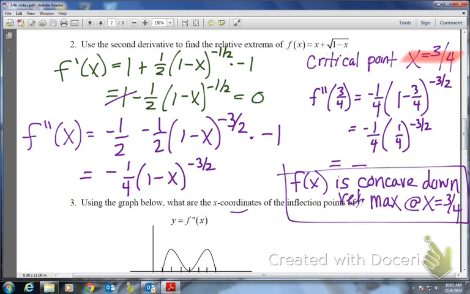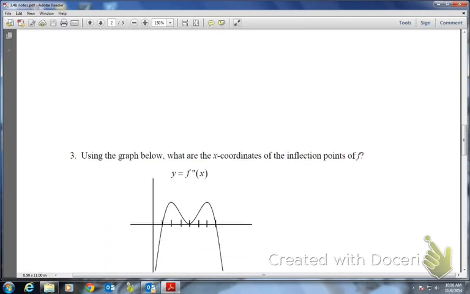All right, let's look at number 3. Any questions on that one, by the way, before we move on? So it's the same process over and over again. Find the critical points, plug it in, check to see if it's positive or negative, so on and so forth. All right, let's look at number 3.